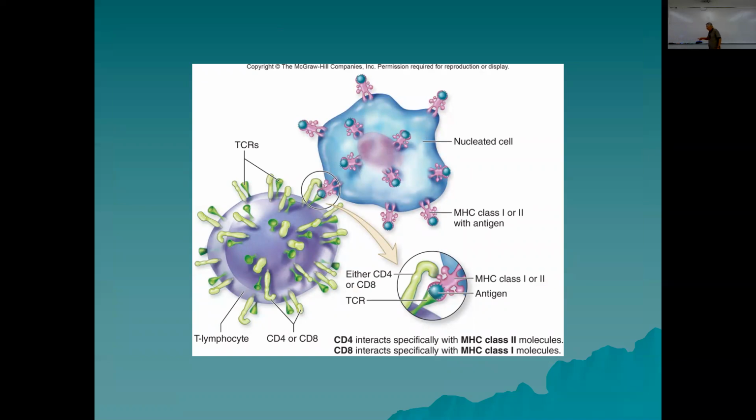Here are the 2 types of T lymphocytes with T cell receptors with specific foreign proteins. And then it has a co-receptor. It's either CD4 or CD8. If it's CD4, it's a helper T cell. If it's a CD8, it's a cytotoxic T cell. And CD4s interact specifically with class 2 molecules. CD8s interact specifically with class 1 MHC.